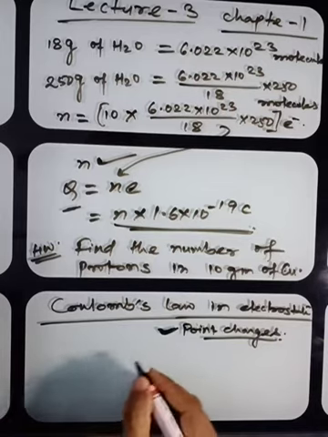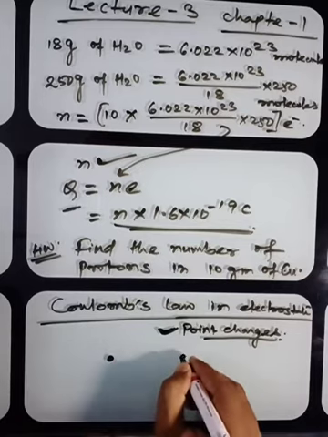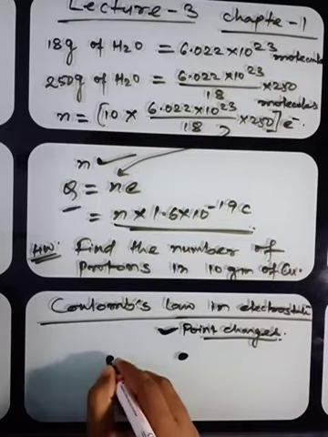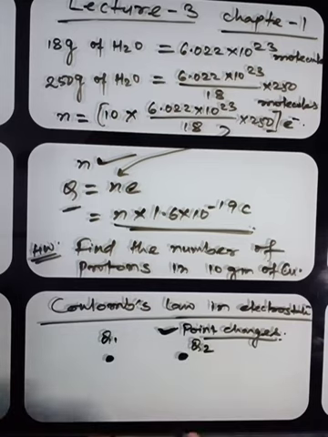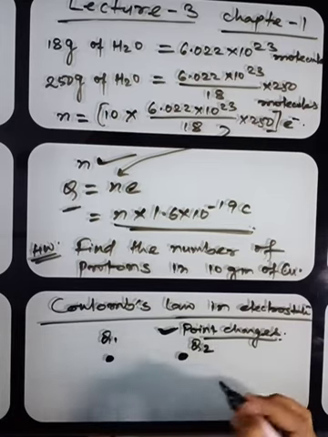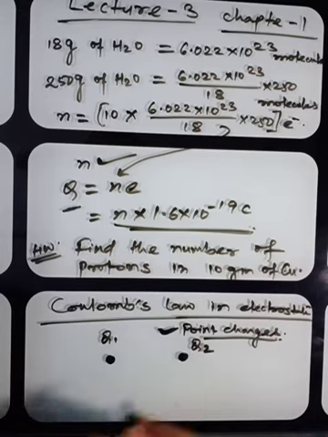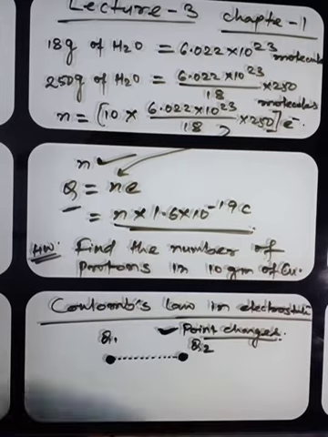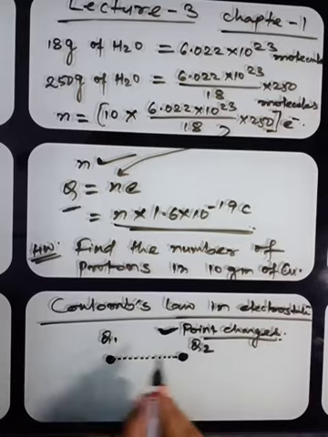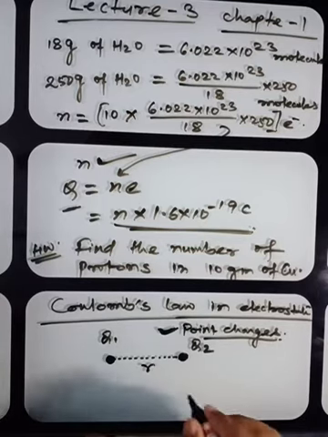Coulomb actually found that if we have two charges, Q1 and Q2, right now I am telling you the magnitude of force. Later on we will discuss the vector form of this Coulomb's law. These two charges Q1 and Q2 are separated by a vector distance r.